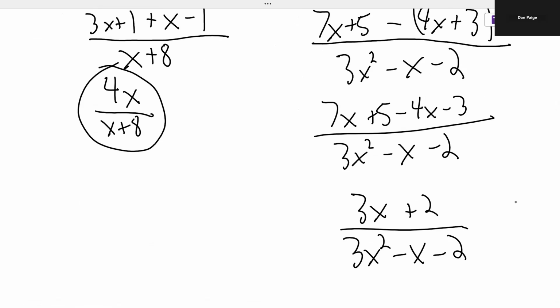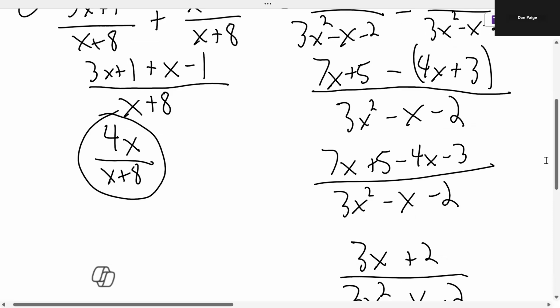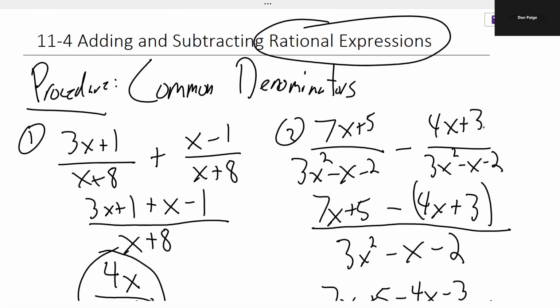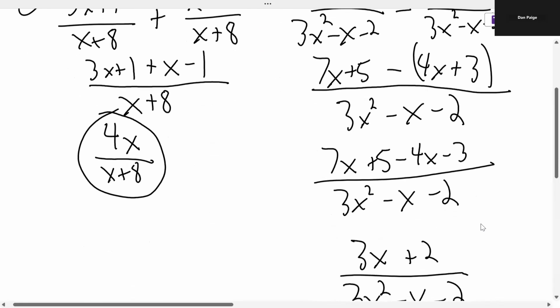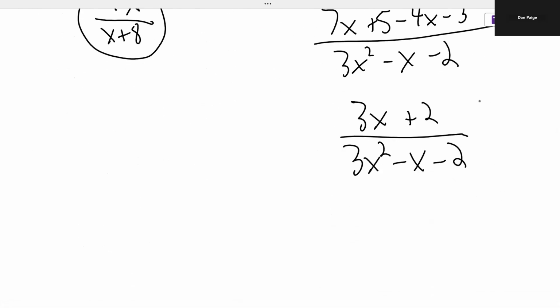There's more to do with the problem, but wait, there's more. That's right. Very good. You got to simplify. Imagine that we're adding and subtracting fractions, and we just got an answer that looked like that. You can't leave it that way. Well, remember, when you simplify rational expressions, they're fancy algebra stuff, you've got to factor. This numerator, 3x plus 2, cannot be factored, right? 3x plus 2. The denominator can.